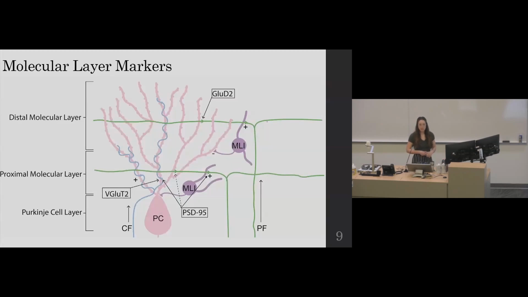For climbing fiber to Purkinje cell synapses, I used vGlut2, which is a vesicular glutamate transporter, which is only expressed at the presynaptic terminals of climbing fiber to Purkinje cell synapses. And PSD95 is located at the postsynaptic site of the climbing fiber to Purkinje cell, and parallel fiber to molecular layer interneuron synapses. However, it's also located at a very small subset of parallel fiber to Purkinje cell synapses.